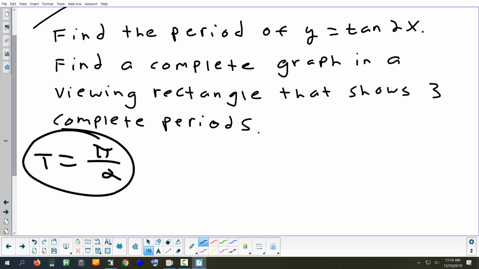So what we've actually done here, have we done a stretch or a compression? We've compressed it. The normal cycle is pi. You've taken pi and made it half as big. That's a smaller number. That means your graph is going to cycle faster. So there's your period.